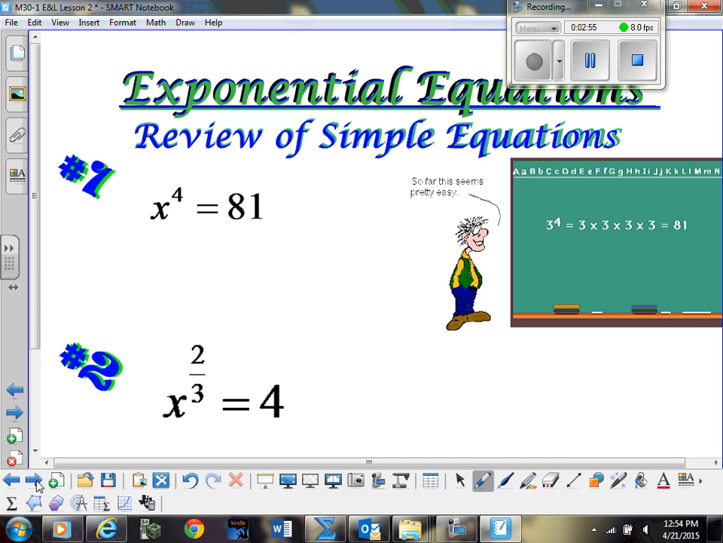Now, the 4th root of 81 is 3, so this works out well. 4th root of x to the 4 is just x. And the 4th root of 81 is equal to 3. Now, one thing I want you to think about here is when you want to isolate a variable that has an exponent, what we're doing is getting the exponent to become 1, because x equals 3 is x to the 1 equals 3.